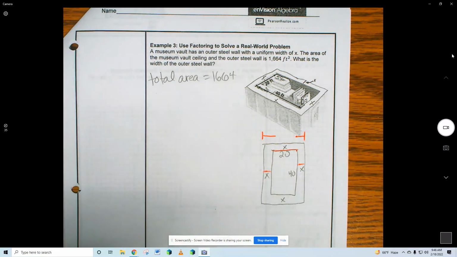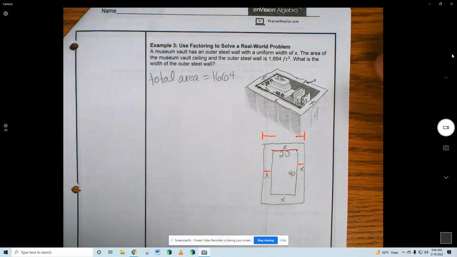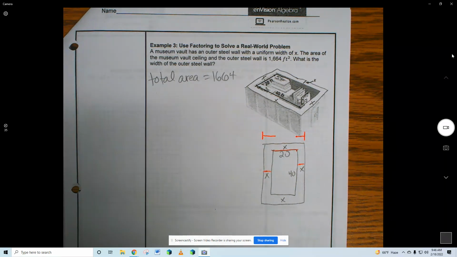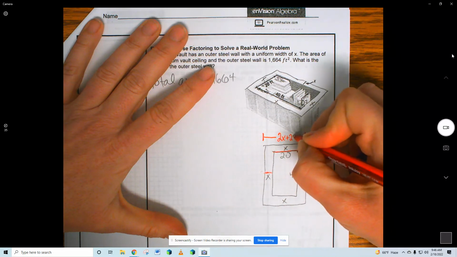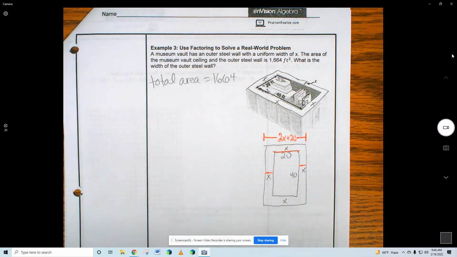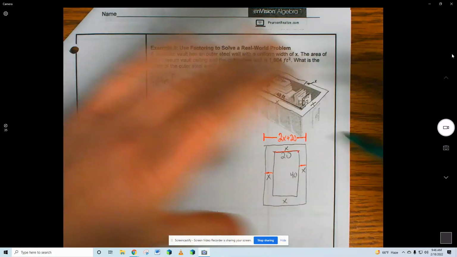How do I write that? A 20 plus an X plus an X. What do I write? No, 20 plus X plus X. 2X plus 20. Good job. All right, the whole side.